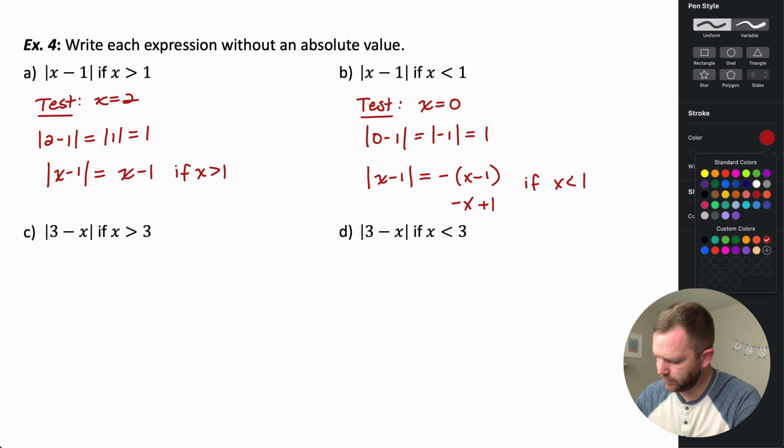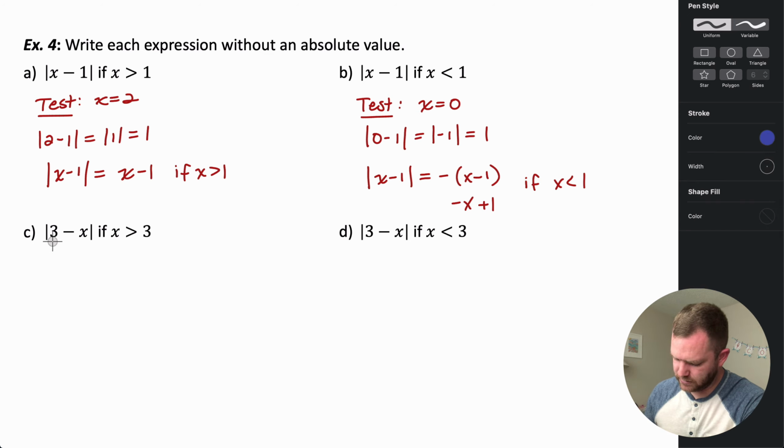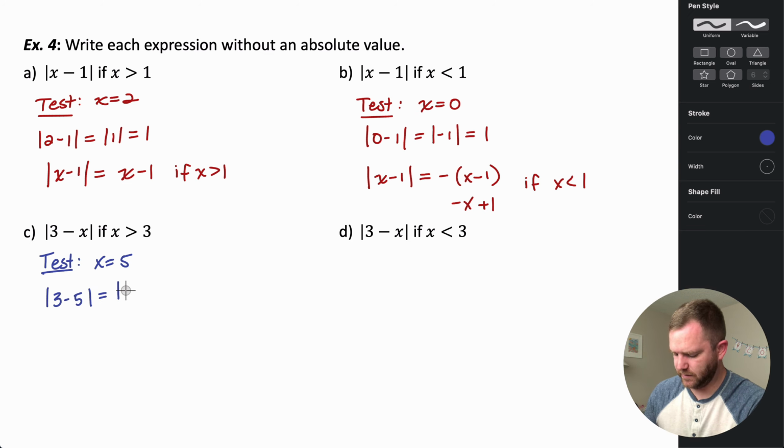Okay, so let's look at another example. We have the absolute value of 3 minus x if x is greater than 3. So go ahead and test a point again. Let's test when x is 5. The absolute value of 3 minus 5 is the absolute value of negative 2, which is just positive 2. So in this situation, my simplified argument is giving me the opposite of what I have in here.